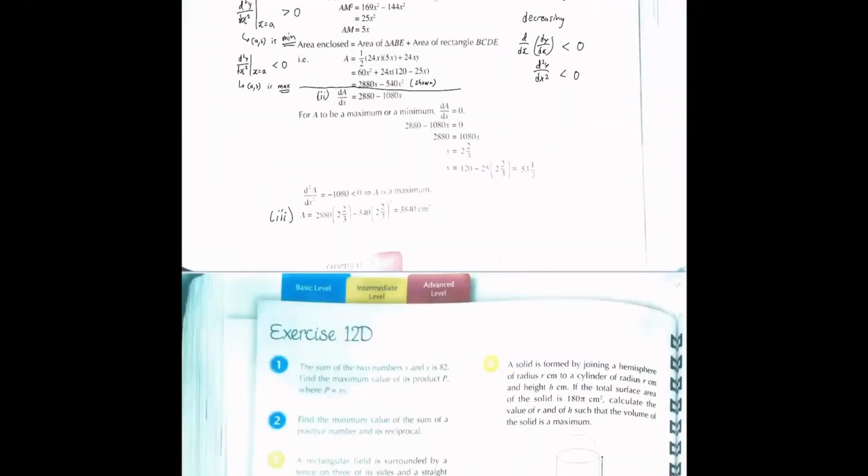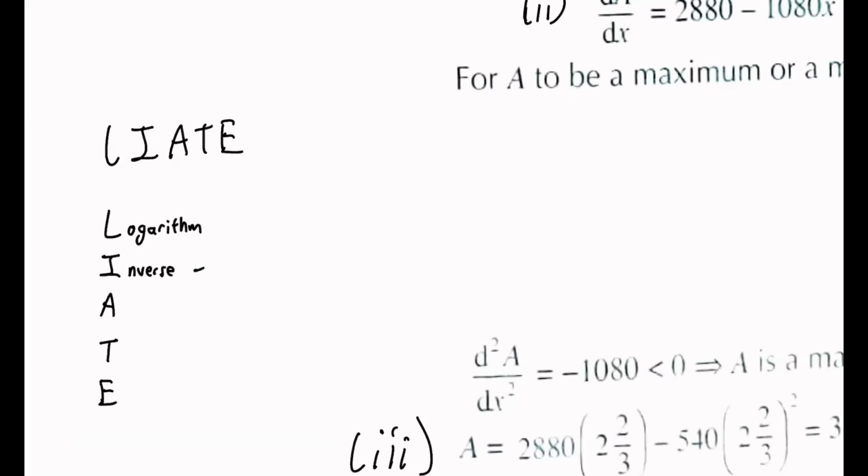Since I got space here, I'm just gonna squeeze it in here. LIAT. Do you know what is LIAT? No. Okay, I'll write it down for you. L stands for logarithm. I stands for inverse trigo functions. You don't need to know this yet. This is H2 max, but the rest you need to know. A is for algebraic functions. Sorry, I should make it an adjective.